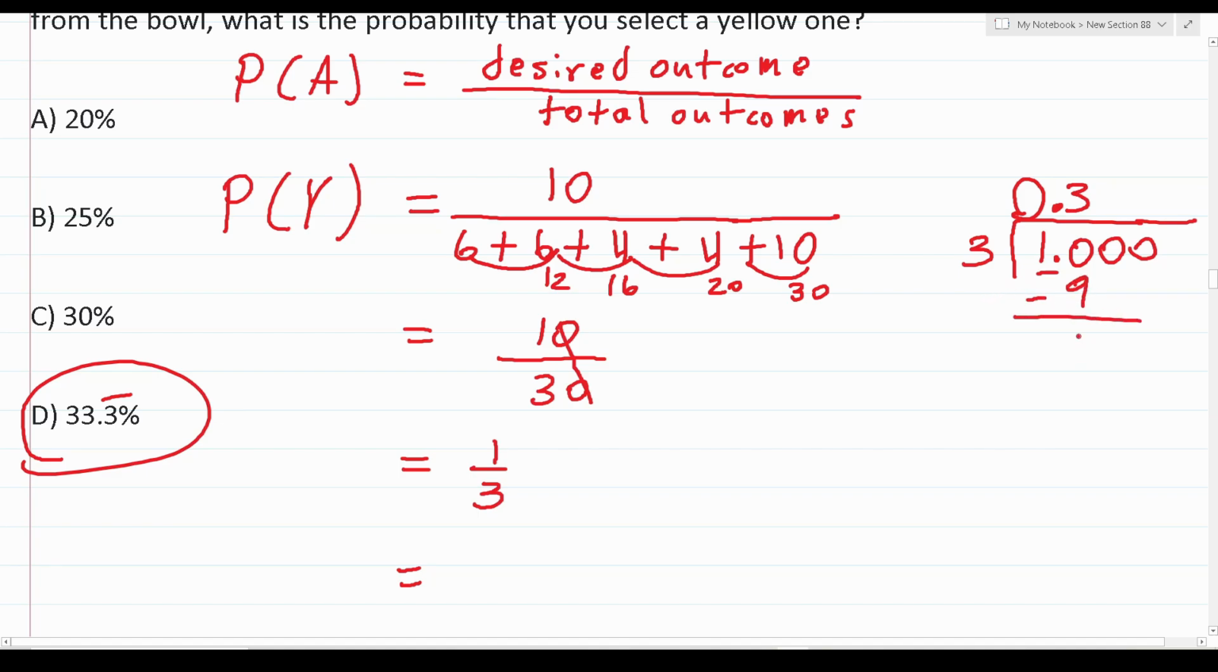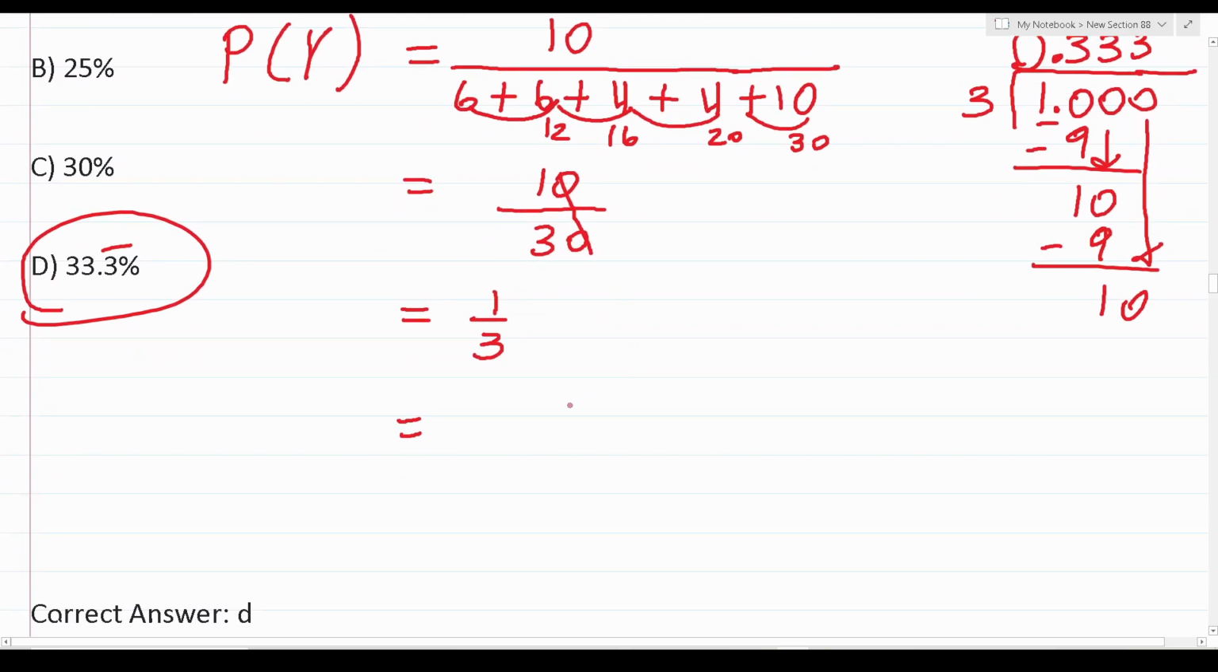10 minus 9 is 1. Drop down a 0. How many times does 3 go into 10 without going over? That's 3. 3 times 3 is 9. 10 minus 9 is 1. Drop down another 0. How many times does 3 go into 10? That's 3. And as you can see, this is just going to repeat over and over again. So 1/3 is the same as 0.333 repeated.